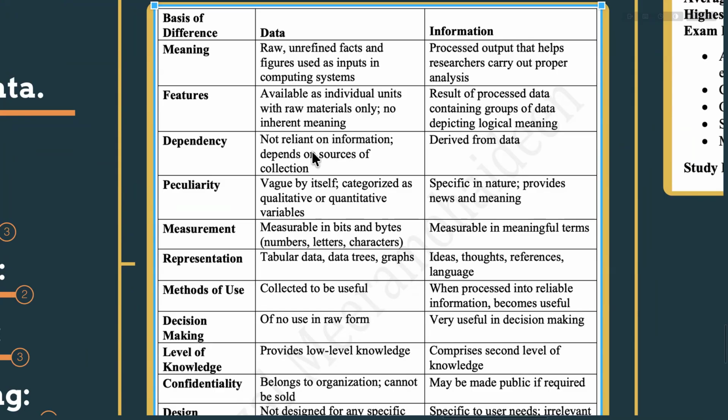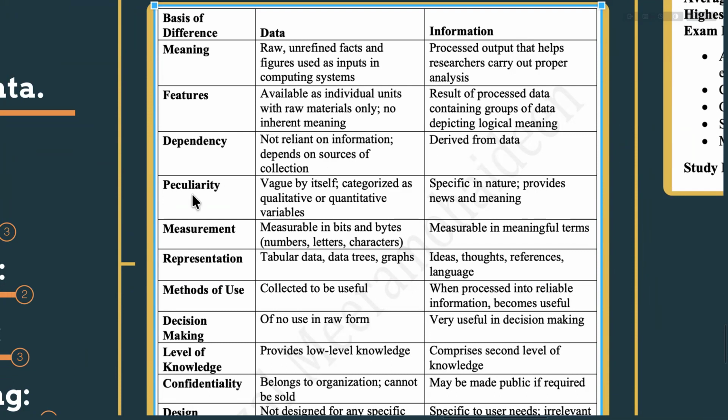And on dependency, data is not reliant on information; it depends on the source of collection, right? It means data comes first, from customers, sensors, forms. There's no reliance on any information. It depends on the source of collection. But information comes from the data, right? It's derived from the data. It means information comes later, after we have processed the data. You can't have information without the data, like you can't have hoppers without flour.